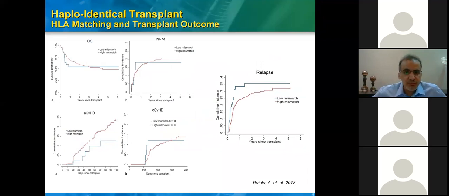One more study here, in which they look for the overall survival. And here they mention low mismatch and high mismatch. Low mismatch, which means 0 to 2, high mismatch, 3 to 4. Again, for overall survival, there is no difference. Non-relapse mortality, there is no statistical difference. For acute, as well as chronic GVHD, there was no difference between them. And that was also observed with regard to relapse. The relapse event, it is not different, whether you have low mismatch level or high mismatch level within the haplo transplant.